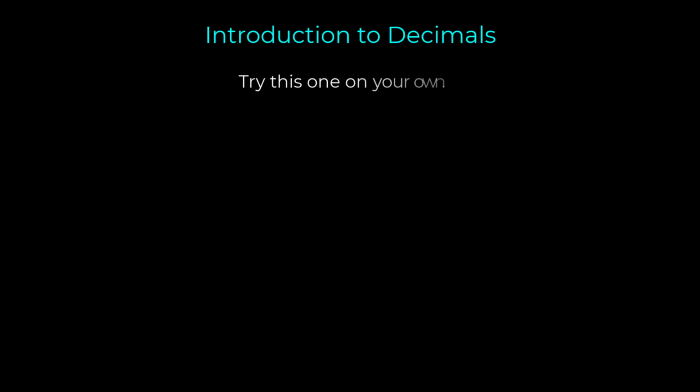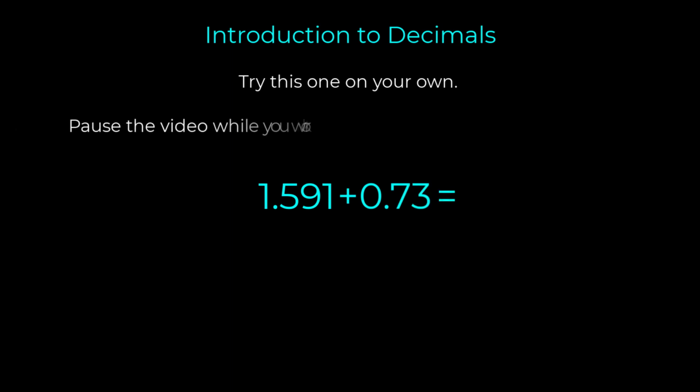Let's try another one that is just a little bit harder. After I give you the problem, then pause the video while you try to work it out. When you're done, resume the video. What is 1.591 plus 0.73? Please pause the video.